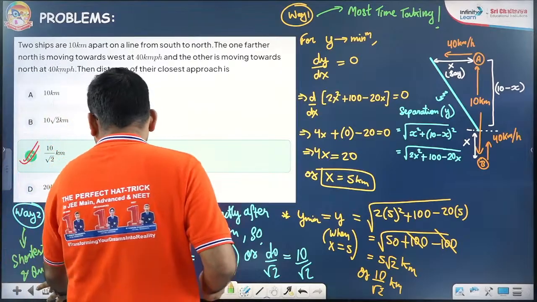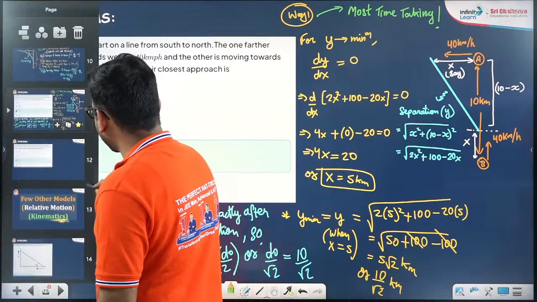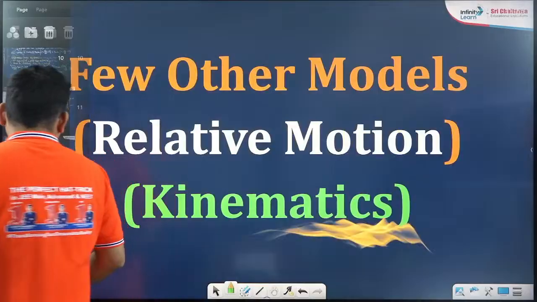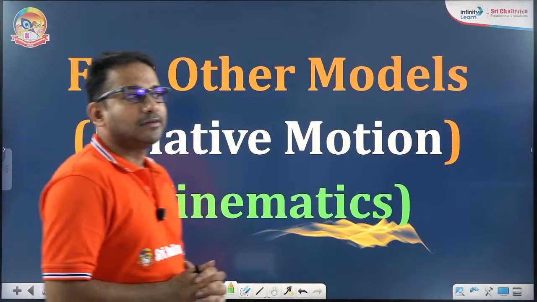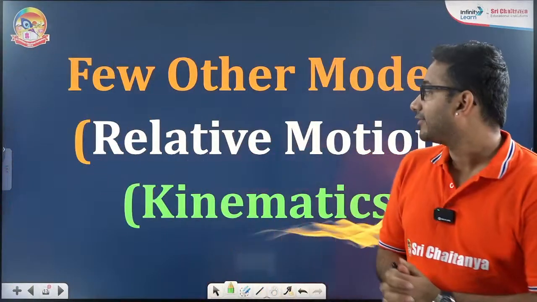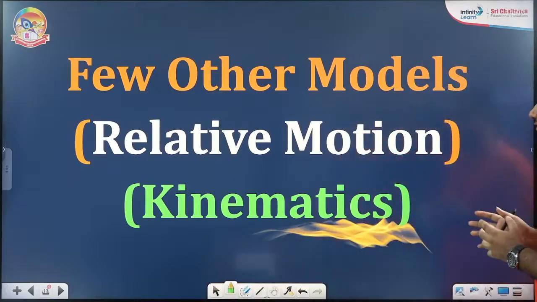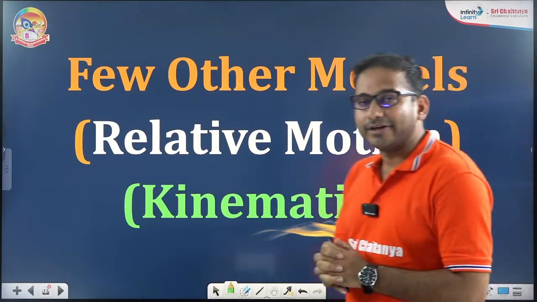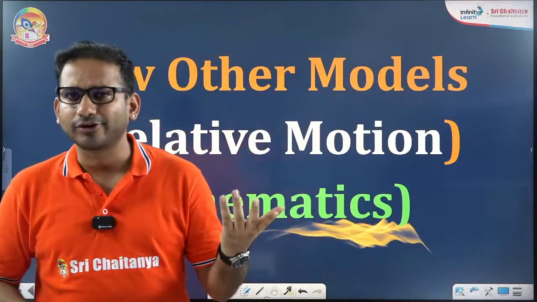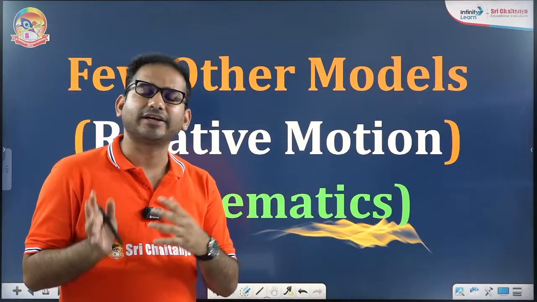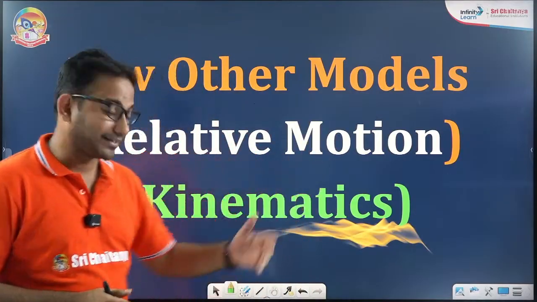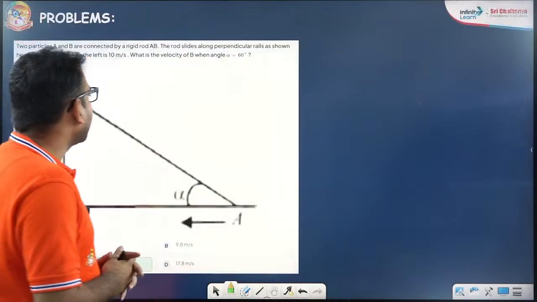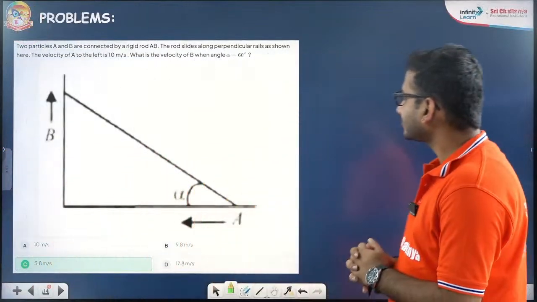All right. So now I hope we are done with the rain umbrella model and we are even done with the ship model. Now we will discuss a few other models which are based on relative motion. Relative motion, kinematics only, a few other models. Means not river boat, not rain umbrella, not ship model, but some other things. So the first is in front of you.